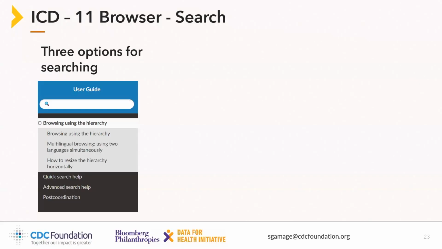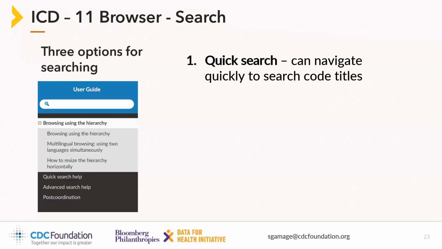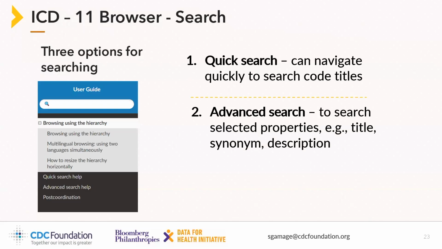There are three options for searching the ICD-11 browser. Through a quick search that allows the user to navigate quickly. A quick search looks for code titles and begins searching as you type. An advanced search allows the user to search selected properties or a selected subset only. A third option is browsing via hierarchy, that is tabular browsing. This is useful when trying to locate an entity within the hierarchy. However, browsing via the hierarchy is not encouraged.